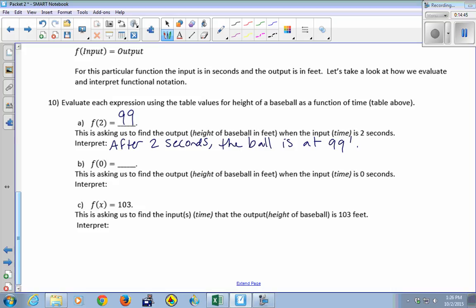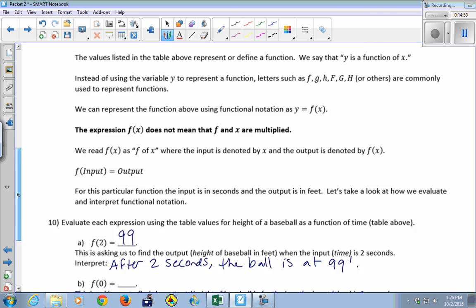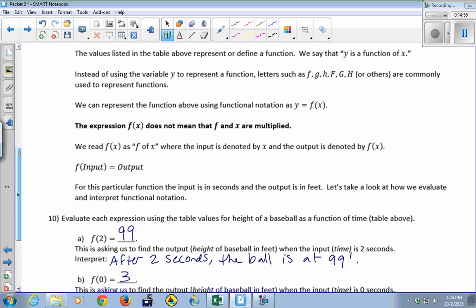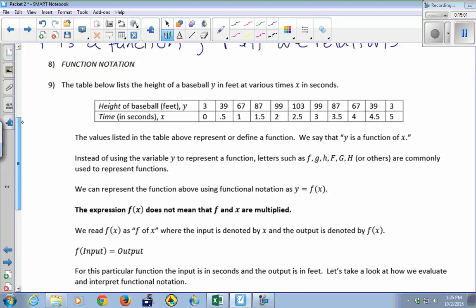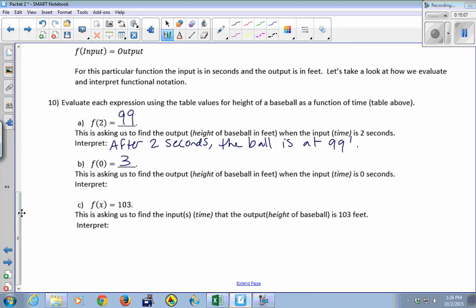Okay, f of 0, what's f of 0 equal? 3. Yeah, we go up to the table, input of 0, output of 3. And that means that at 0 seconds, they didn't tell us what the beginning of what happened was when we started measuring time. So we'll just say at 0 seconds, or at the beginning, the ball is at 3 feet, height of 3 feet.